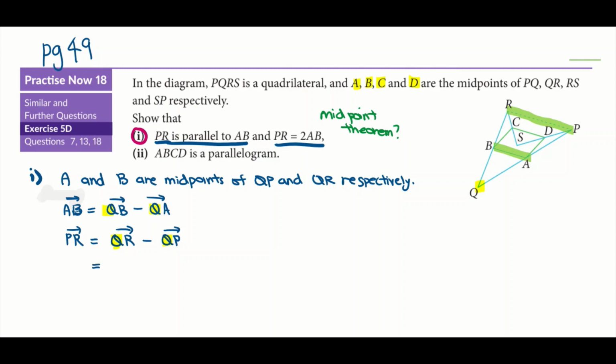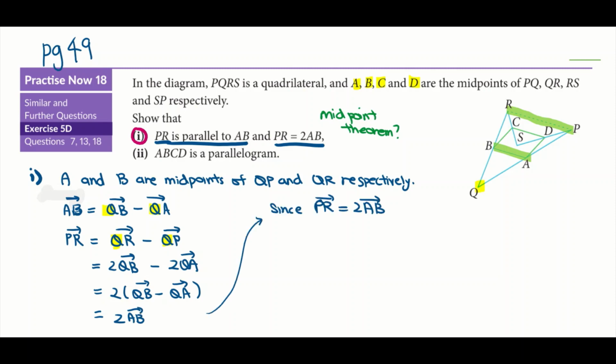And I realize, hey, QR equals 2QB since B is the midpoint of QR, and QP is 2 times QA because A is the midpoint of QP. So factorizing out common factor 2, I'll get this. And now I know what QB minus QA is, which is simply my AB. So since PR equals 2AB, I can have two results.